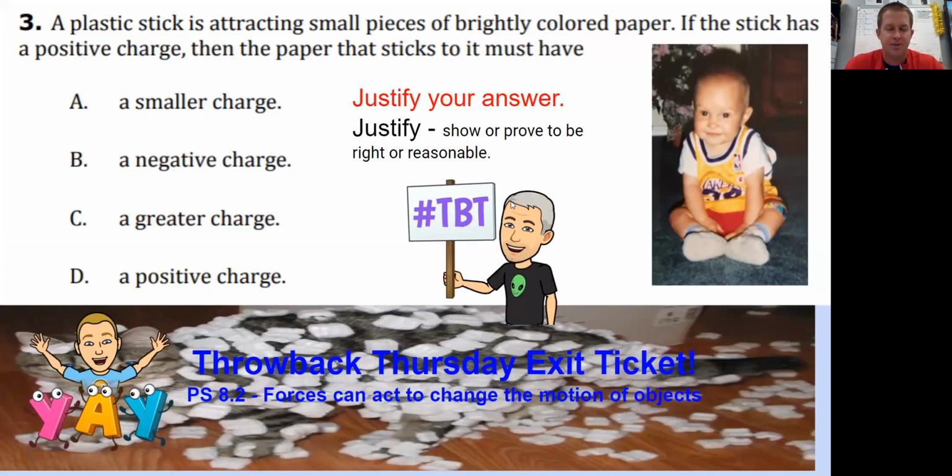We have one more thing for today before you get started on the assignment. Throwback Thursday. Every Thursday we go back over previous sections. Today we're talking about physical science and electrical charges. A plastic stick is attracting small pieces of brightly colored paper. If the stick has a positive charge, then the paper would have what? Go ahead and type your answers in and push enter.